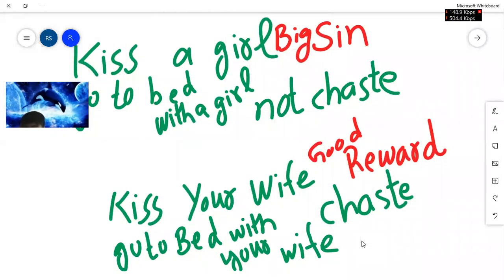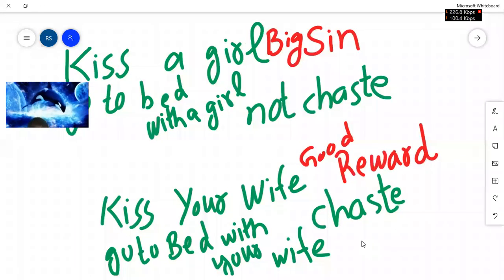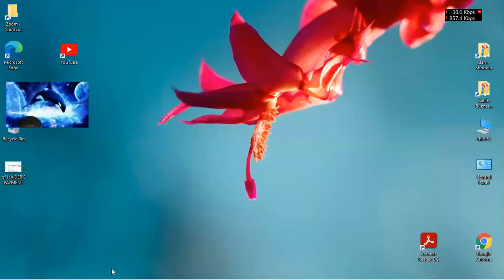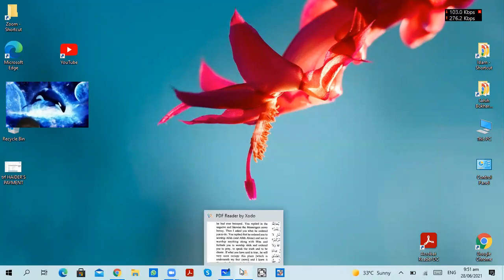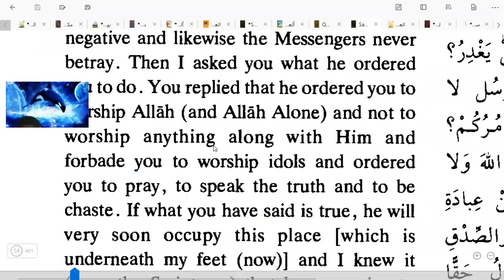So what did you learn from this point? If we kiss a girl or go to bed with a girl, it's a big sin and we don't have chaste. Kiss our wife and go to bed with our wife, we get chaste and reward from Allah. How about if we don't sleep with our wife and we don't sleep with a girl? No problem. That will be okay, but it will be a difficult thing for you after reaching the age of puberty.